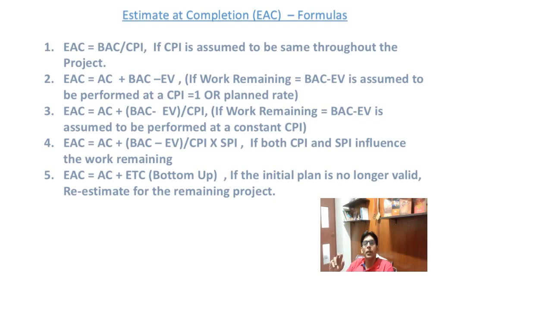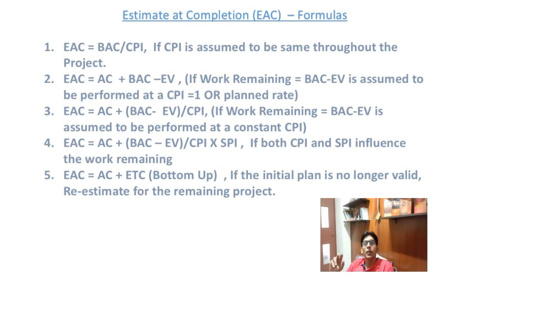The first formula for calculating EAC is equal to BAC upon CPI. This is the most commonly used formula for calculating estimate at completion, and in this formula it is assumed that throughout the project life cycle we will maintain a constant CPI.